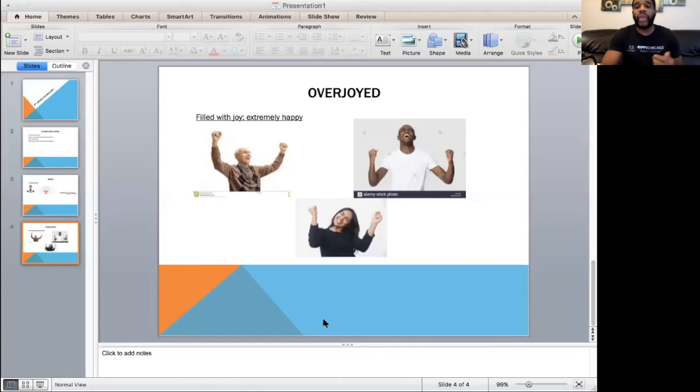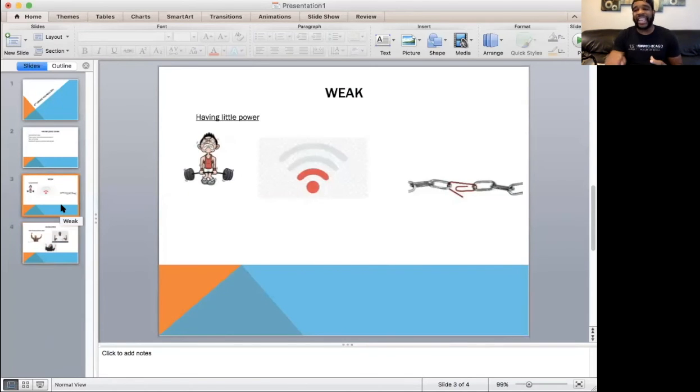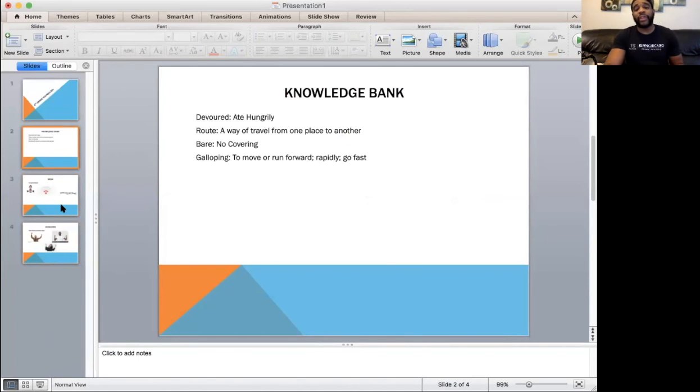I want to show us them one more time. We have overjoyed, which means filled with joy or being extremely happy. Weak, which means having little power. And then we have our last vocabulary words that we've learned that are in our knowledge bank, which is devoured, which is to eat hungrily, route, a way of travel from one place to another, bare, which means no covering, and galloping, which means to move or run forward rapidly or go fast.